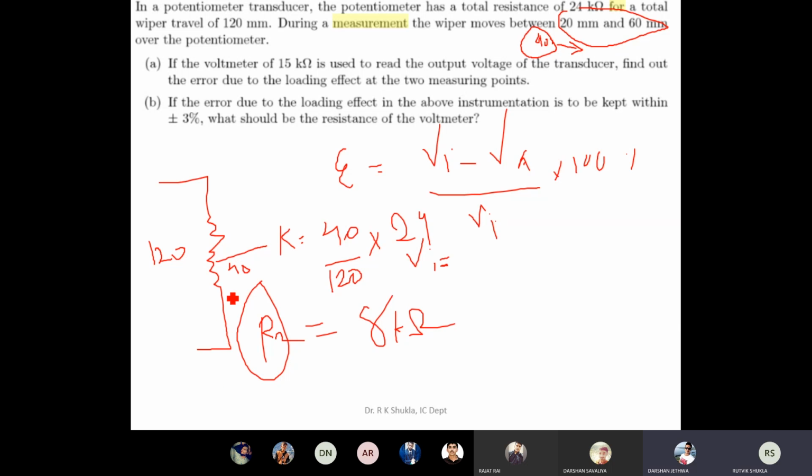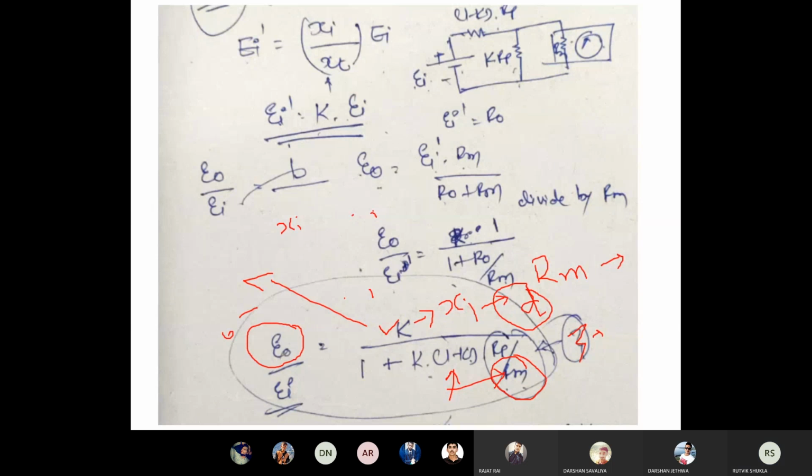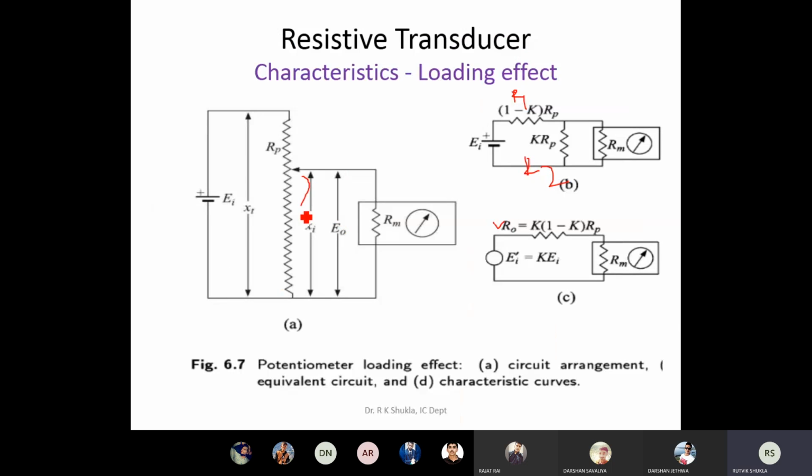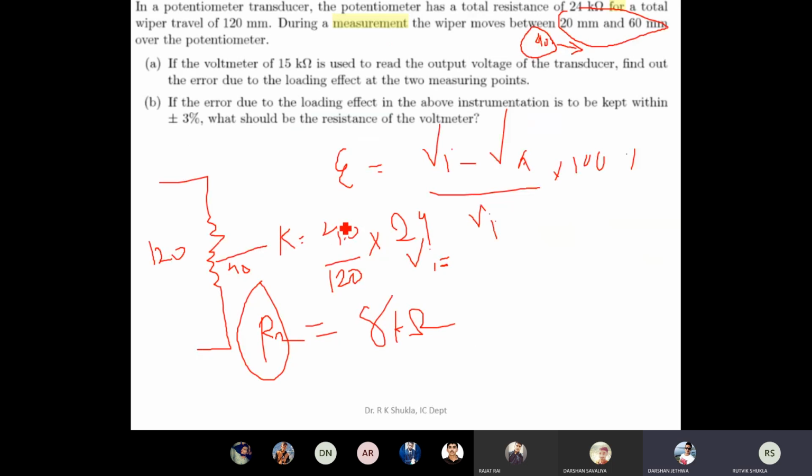Is it clear to everyone? It is 40 by 120. In the equation we took today, we have seen this resistance, and we said this resistance is K into RP. And what is K? K is XI by XT, and RP is the total potentiometer resistance. So here we have done the same thing. K is 40 by 120. 40 is your wiper travel on the output side, that is XI. XT is 120 and RP is 24 kilo ohm. So if you do this, you can find that your R2 is 8 kilo ohm.